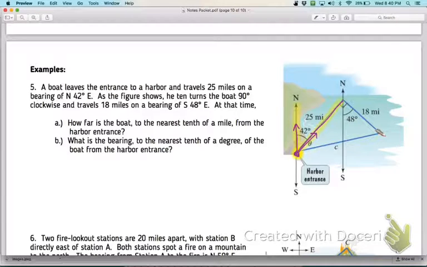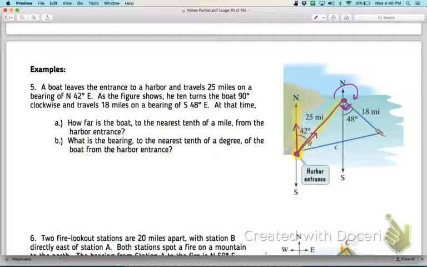Then they stop. So they stop here at this point. And they turn the boat 90 degrees clockwise. Well, clockwise would be this direction of rotation. So that's where we get this right angle right here. And from there, they travel at a bearing of south 48 degrees east.